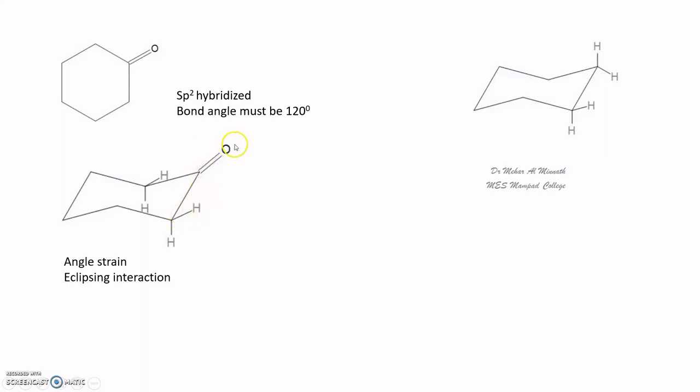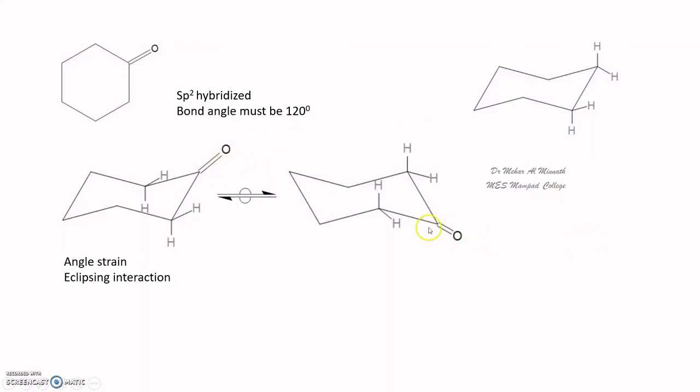The eclipsing interaction is a dominant destabilizing factor. So these two destabilize the cyclohexanone when compared to cyclohexane. So when you compare the stability of cyclohexane and cyclohexanone chair conformers, the chair form of cyclohexane is more stable than that of cyclohexanone, because in cyclohexanone there will be angle strain and eclipsing interaction. Now when you flip this, what happens?